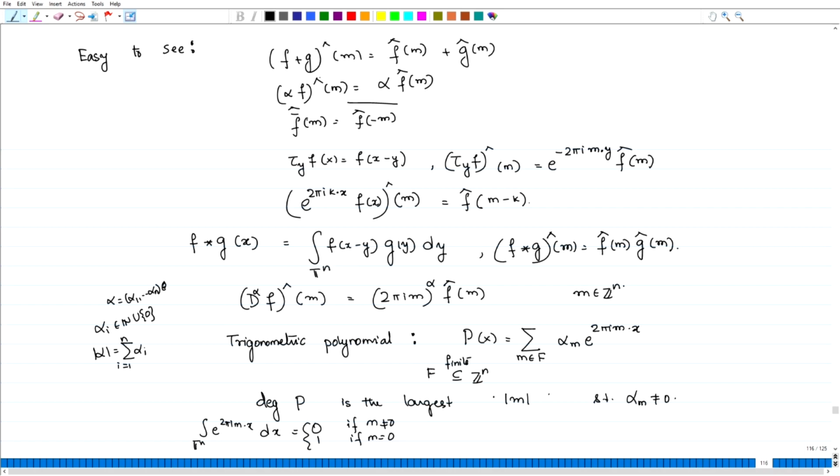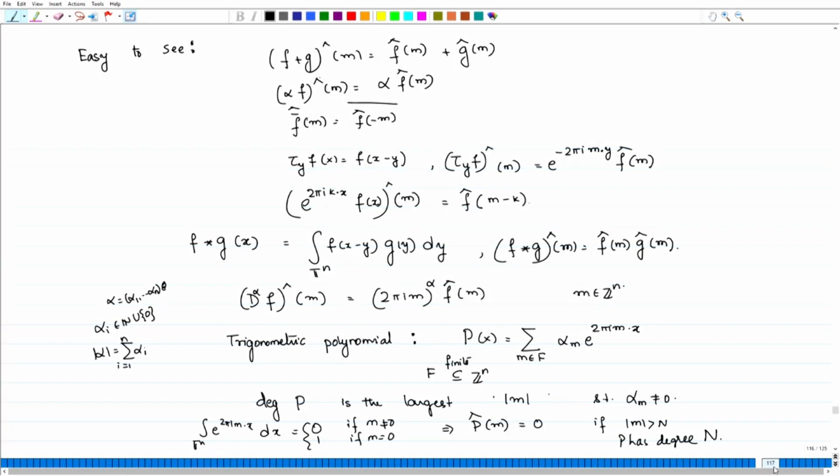So, therefore, if I compute the Fourier transform P hat of m, this is equal to 0 if P has degree n and |m| is greater than n. Okay, so these are the standard notations and the easy properties of the Fourier coefficients in higher dimension, which can be derived with the same idea as in dimension 1.